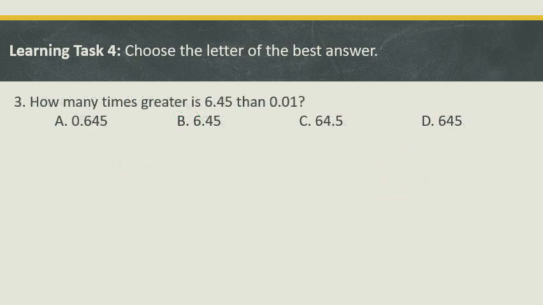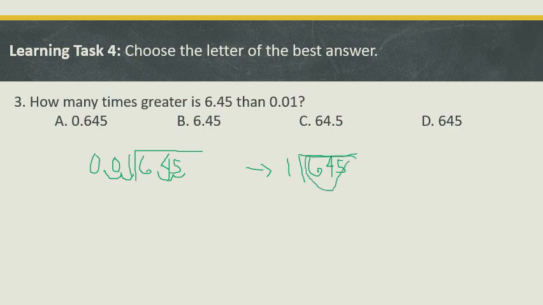Number 3, how many times greater is 6 and 45 hundredths than 1 hundredth? So, 6 and 45 hundredths divided by 1 hundredth. Since ang 1 hundredth ay decimal, adjust natin ang dalawa. 1, 2. So, dalawa din dito sa 6.45. Kaya siya magiging 645 divided by 1 pa din. Dinivide sa 1, so automatic, 645 na yung ating magiging answer. Letter D.